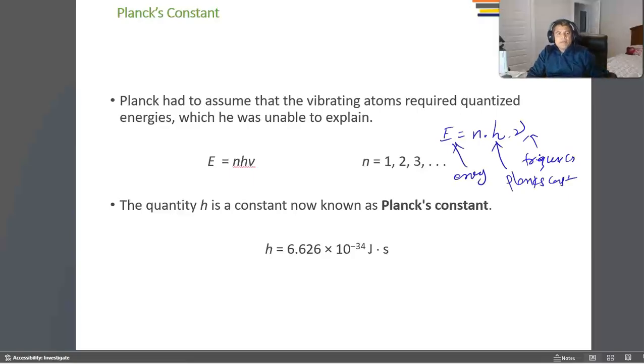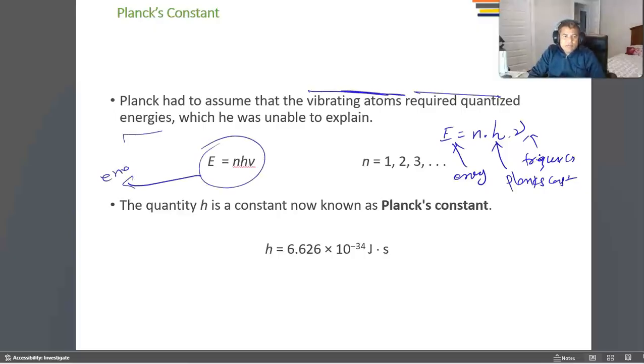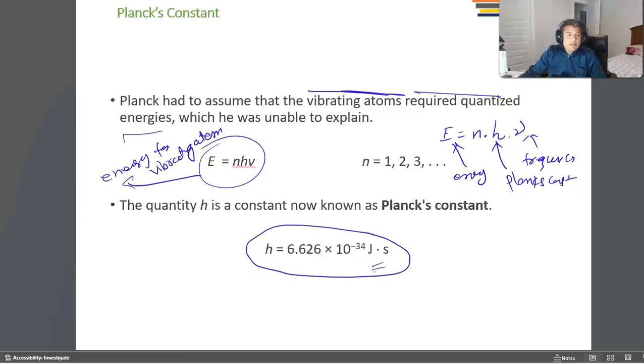So the vibrating atoms required a quantized energy. These are the energies for the vibrating atoms. The quantity h is the Planck's constant. Later on the constant was found, with the value 6.626 times 10 to the power minus 34 joule second. This is the Planck's constant.